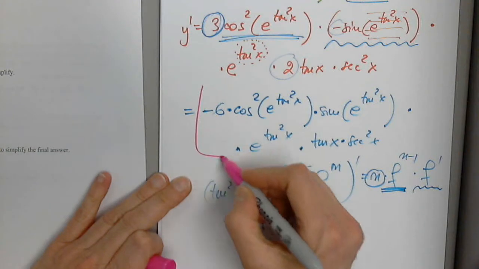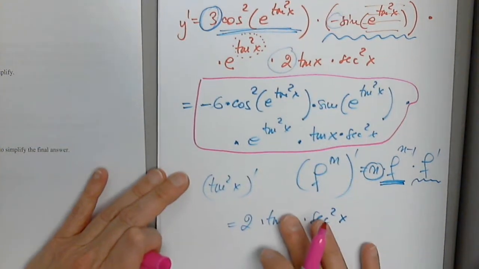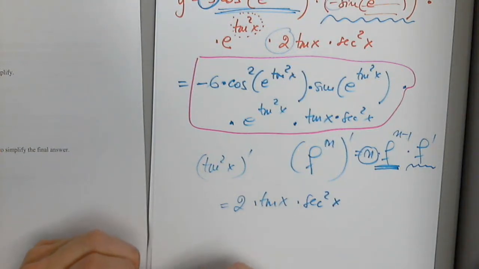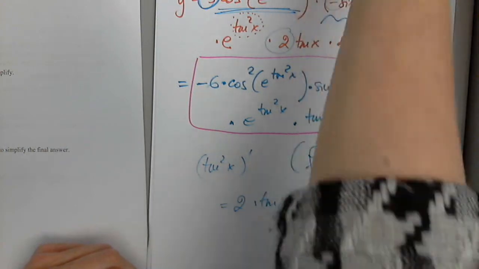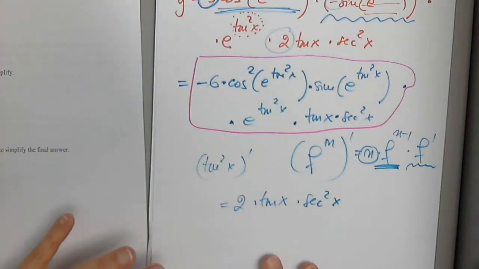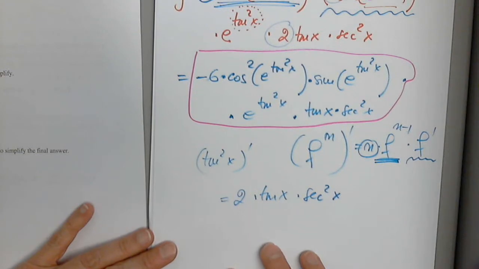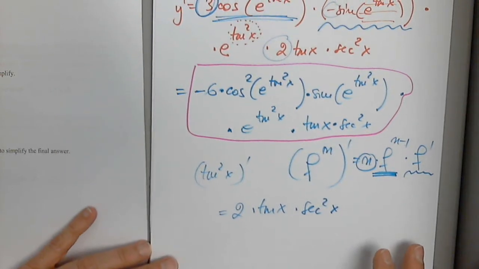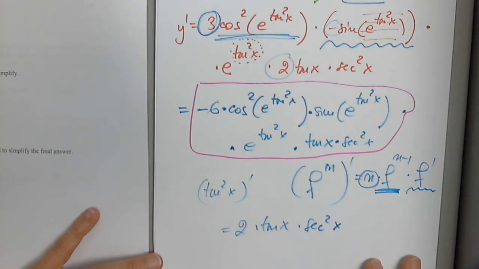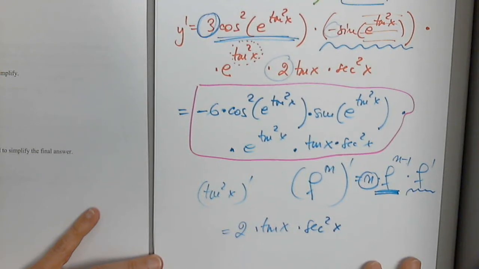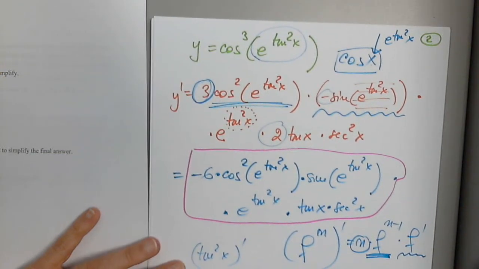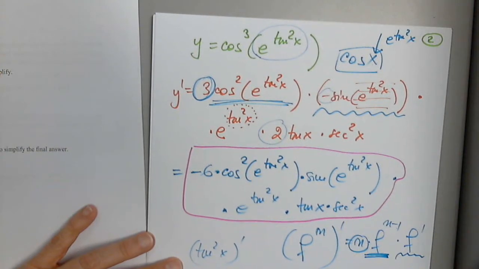So this is the final answer, and you don't have to do anything else to it. Yes, please. Dylan? Why isn't it cosine times e to the power of tangent squared x, and then to the power of 3 for f of u? Why is it kept as cosine to the power of 3 and then you're multiplying by that function? I'm not understanding the question. Can you go back and rephrase? Explain what you're asking.